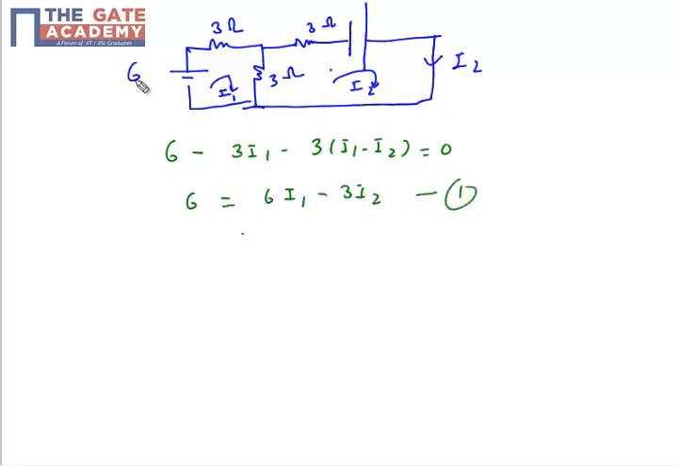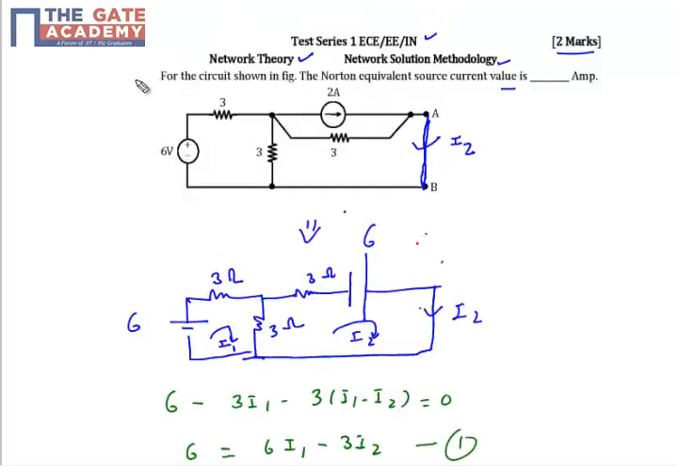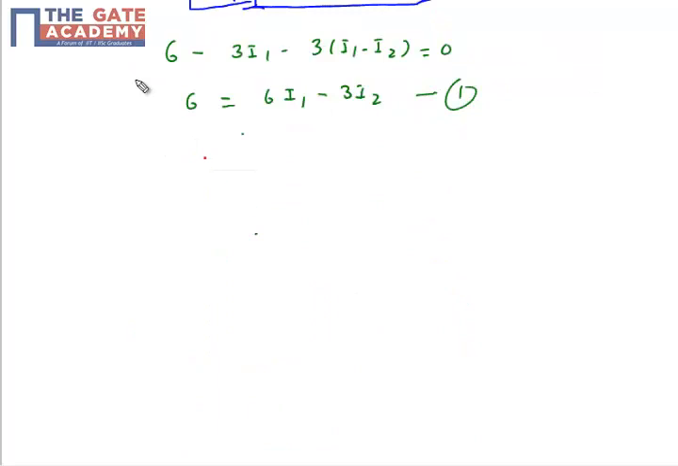Similarly, now apply KVL in the second loop. So we will have equation as 6 is equal to 3 I2 plus 3 of I2 minus I1. So basically we have 6 is equal to 6 I2 minus 3 I1. This is my equation number 2. So now we need to find the value of I1 and I2.